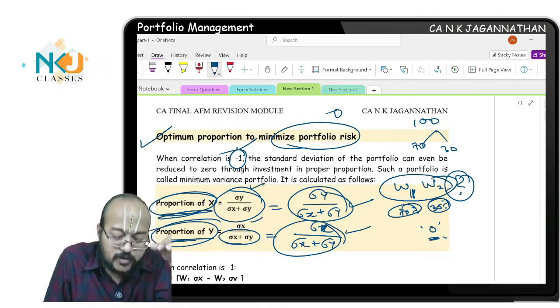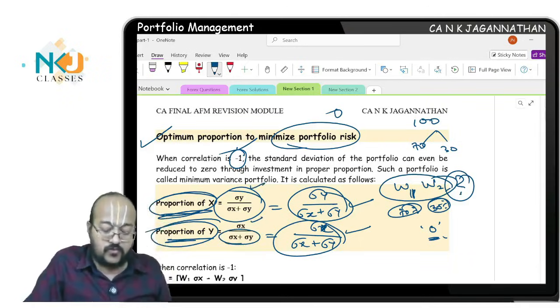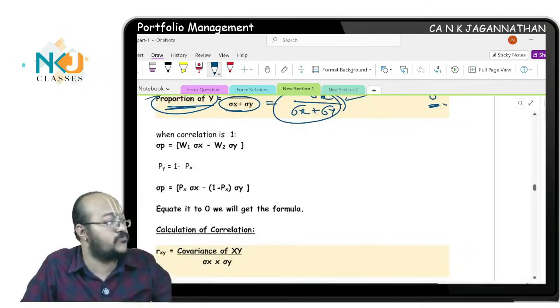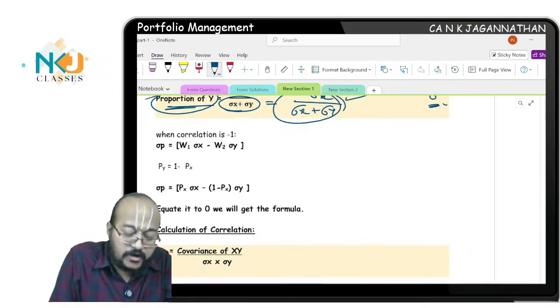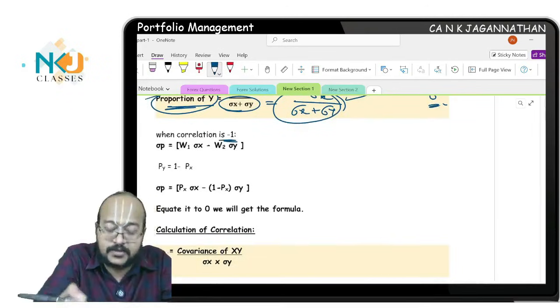Numerator, opposite securities numerator you will take. I will discuss what is the derivation of this. You will have absolute clarity. Even if you forgot in the examination, you can get back the thing. See, very simple. When correlation is -1, what happens? I just now discussed that.